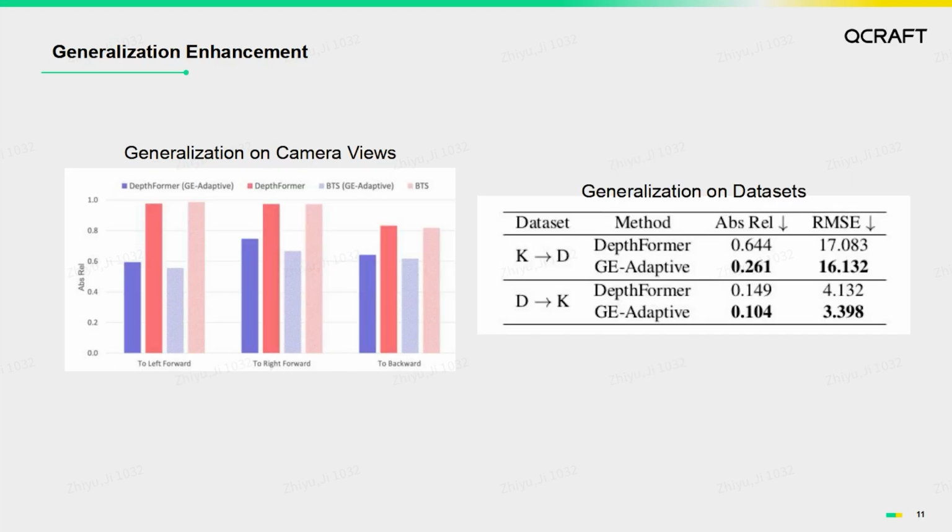As shown in the left figure, DepthFormer and BTS both degrade tremendously when they transfer from the forward view to the other views. In contrast, GEDepth adaptive largely improves their view transforming performance. As shown in the right table, we further train the network on one dataset and then evaluate on the other without fine-tuning. Compared to DepthFormer, GEDepth adaptive improves the result by a large margin either way, revealing that our ground embedding is more robust to the change of data distribution in addition to the change of camera parameters.